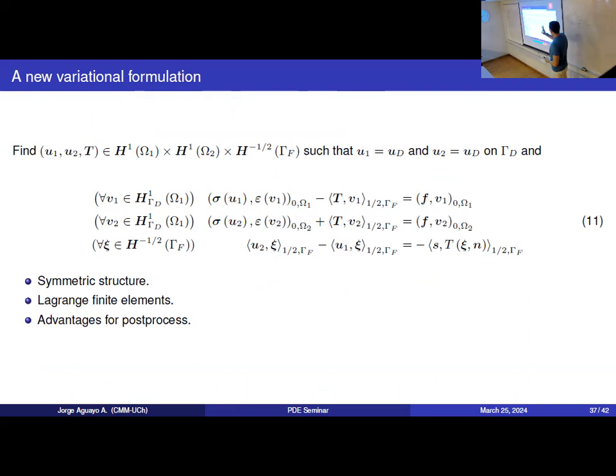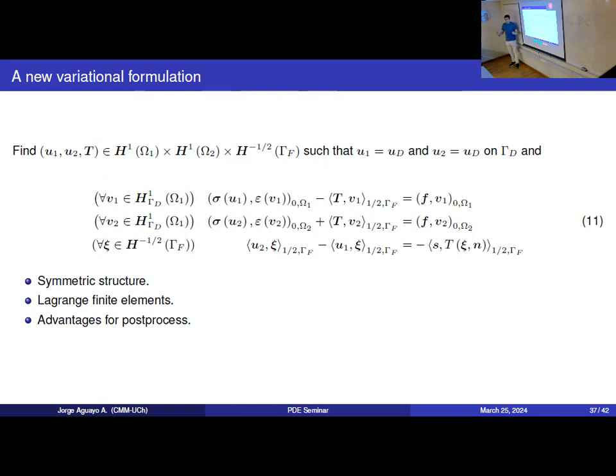We can just treat the unknowns: the displacement in omega-1, the displacement in omega-2, and the traction. It's simpler in some sense because we do not need to compute stresses, we do not need to compute the rotational part of U. But also we have a symmetric structure, so it's good for a computational sense. We can obtain the same existence and uniqueness of solution using Babuska-Brezzi, but also because we're using H1, we can use Lagrange finite elements.